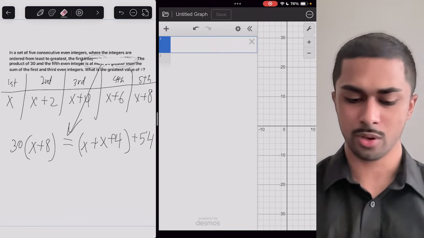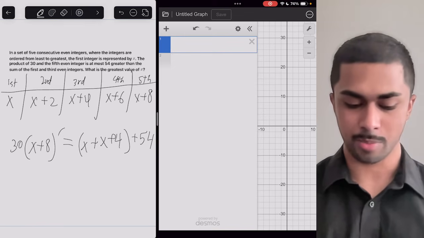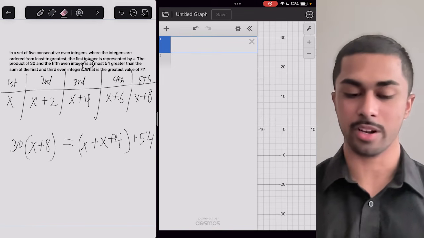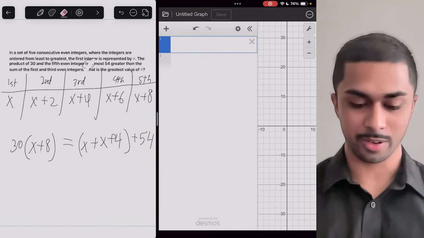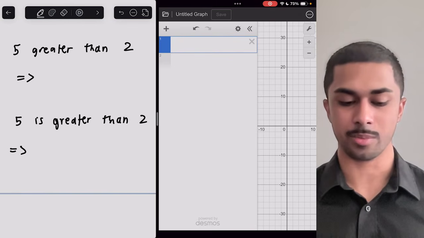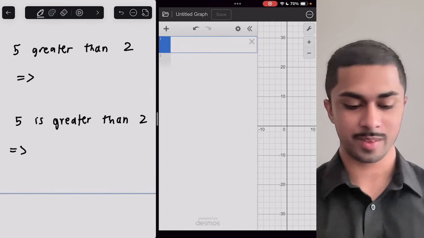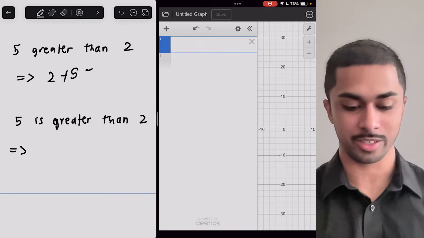Now you might be confused. Why doesn't greater than represent a greater than sign? It's because of this word is. Let me give you an example. Let's take a look at these two examples. 5 greater than 2. What does that mean? That means 2 plus 5, which is 7.